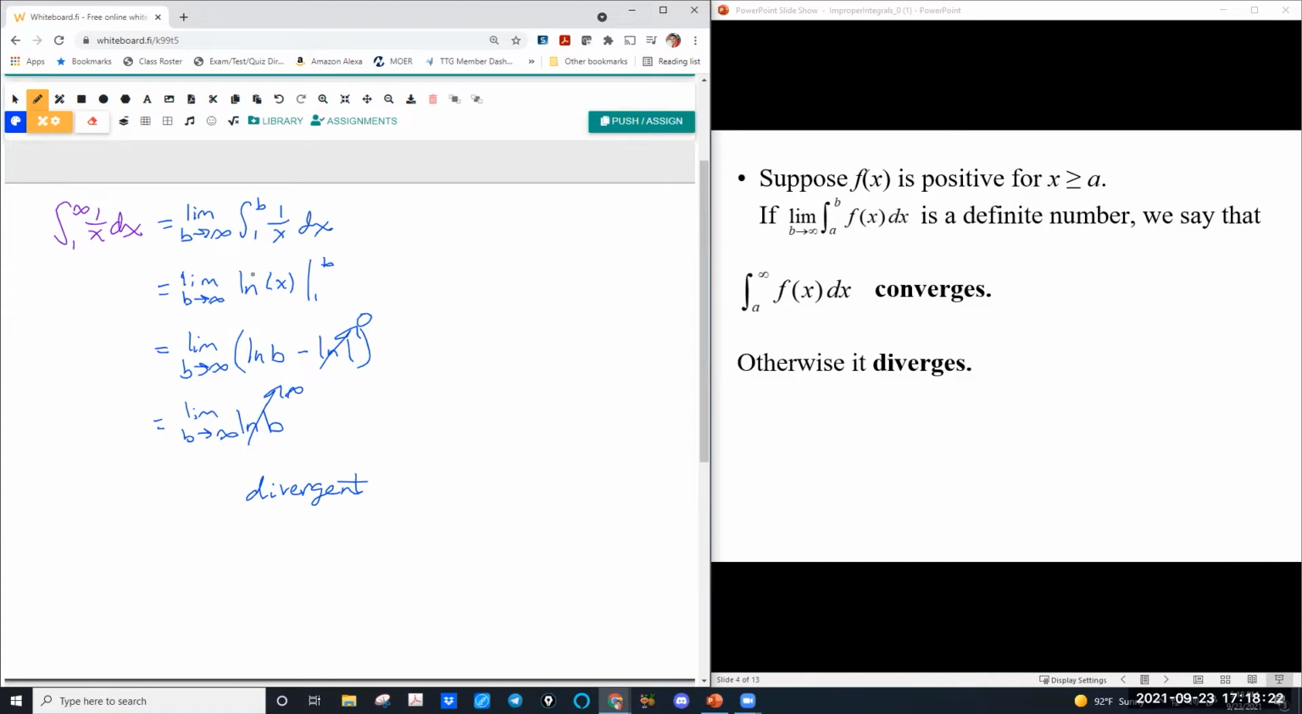So the way you'll identify a divergent integral is if you go to calculate the limit and it either does not exist or goes to infinity, it's automatically divergent. Questions about this example or the idea of convergence and divergence?